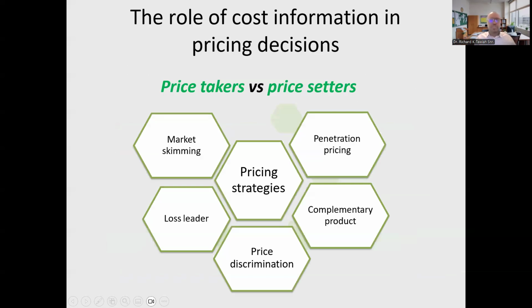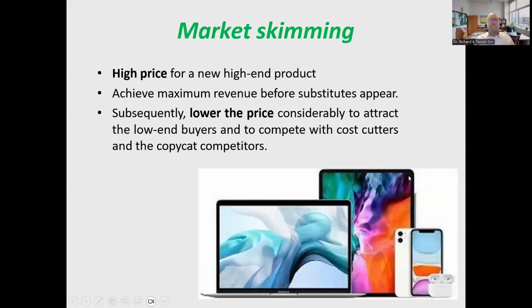Now, the role of cost information in pricing decisions. How do these costs help us in making decisions? We want to take the 5 pricing strategies. We've got market skimming, loss leader, price discrimination, complementary products, and penetration pricing. When we talk of market skimming, we set a high price for a new high-end product, some new iPhone, some new gadget.